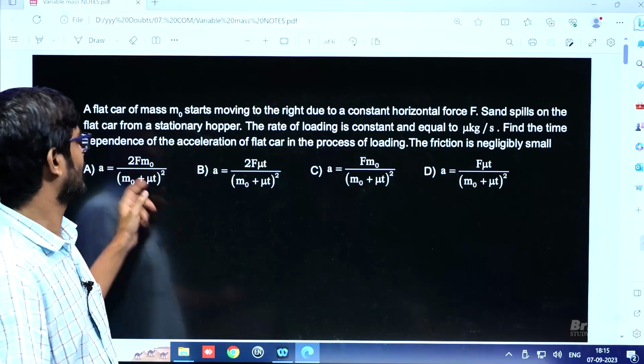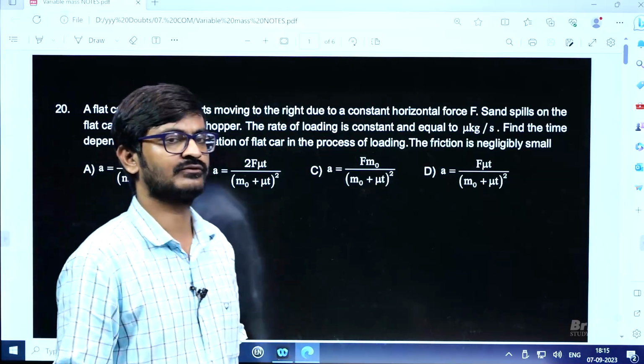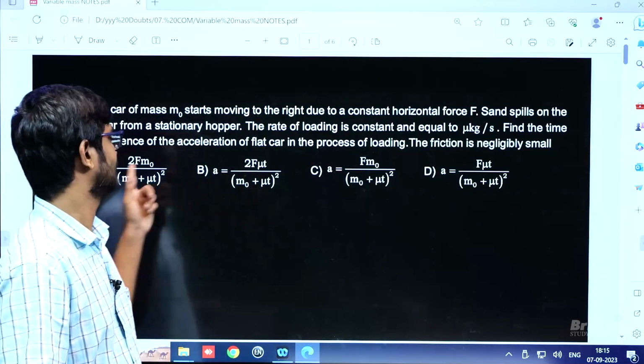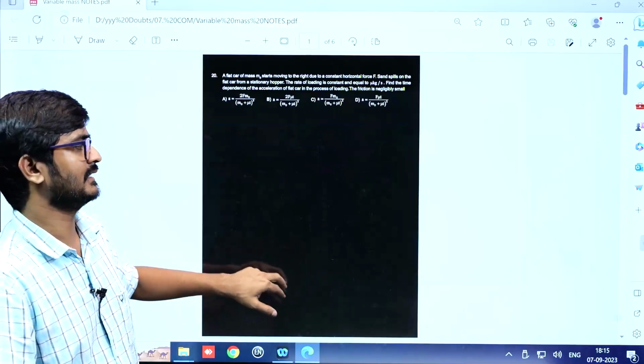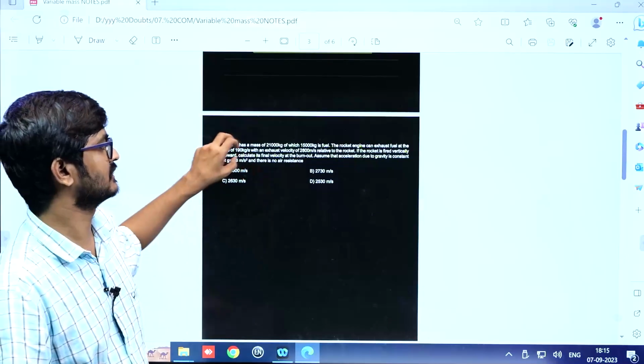Okay, if mu is 0, what will happen? You can check. If mu is 0, nothing is falling, so you are applying a constant force, and the acceleration is going to be F by m. Substitute mu equals 0 and see which option will give you F by m, and that is going to be the answer. And luckily in this question, you will be getting the right answer by eliminating those options.